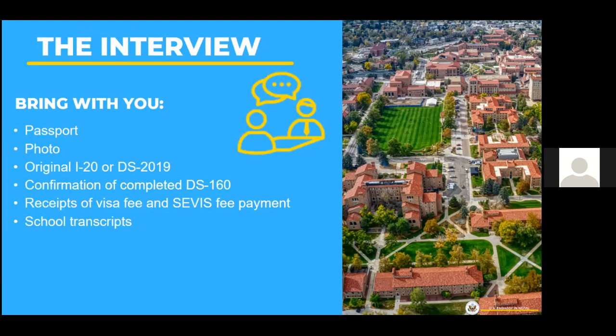Bring your passport, a photo, as we talked about, and how it's supposed to be, your original I-20 or DS-2019. It's really important that you do not bring a copy of your I-20 or DS-2019 because we will need to inquire for more information if you do so. Please bring confirmation of a completed DS-160 and bring the receipts of your visa fee and the SEVIS fee payment. That's really important for us to make sure that you're in compliance with the visa regulations.